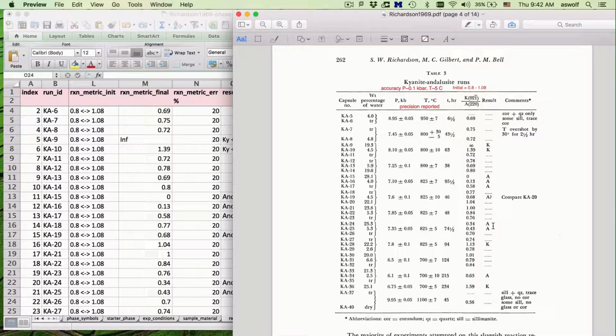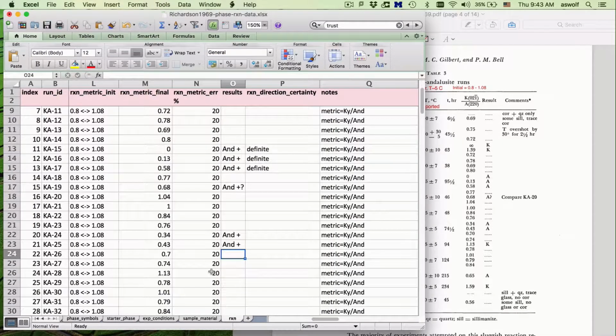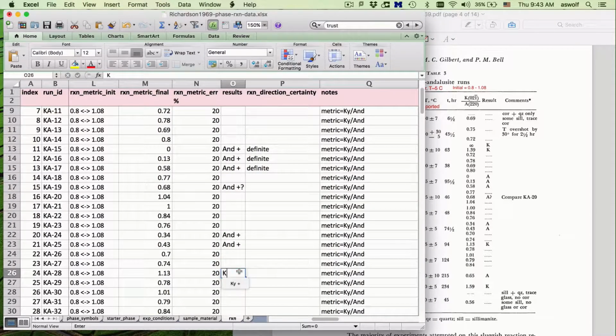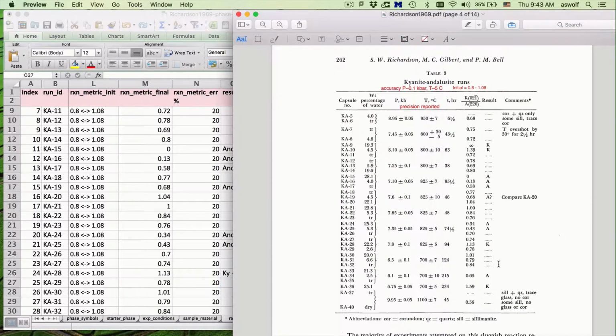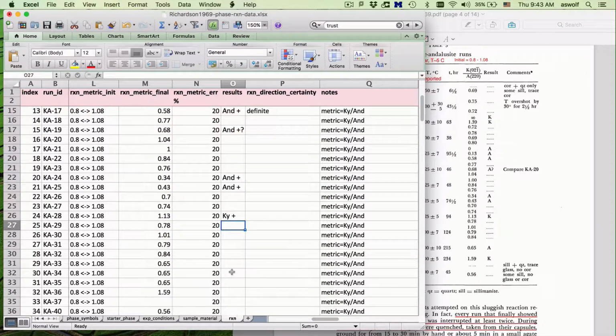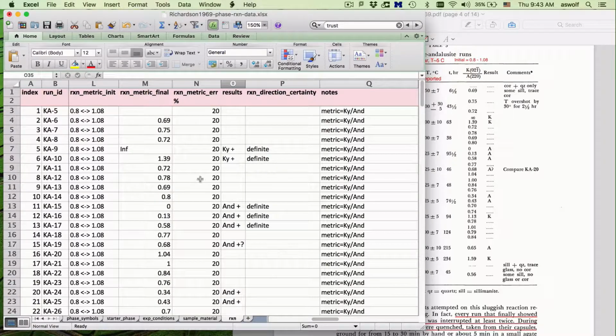Reactions 24 and 25, we've got a clear andalusite change, and reaction 28 is a clear kyanite change. And 34 is andalusite, and 36 is kyanite. Okay, so that's it for the ones reported by the author. Now, you might be tempted to just leave these blank, or maybe say that there was no change for all these blanks and then move on. But that is not what you should do.